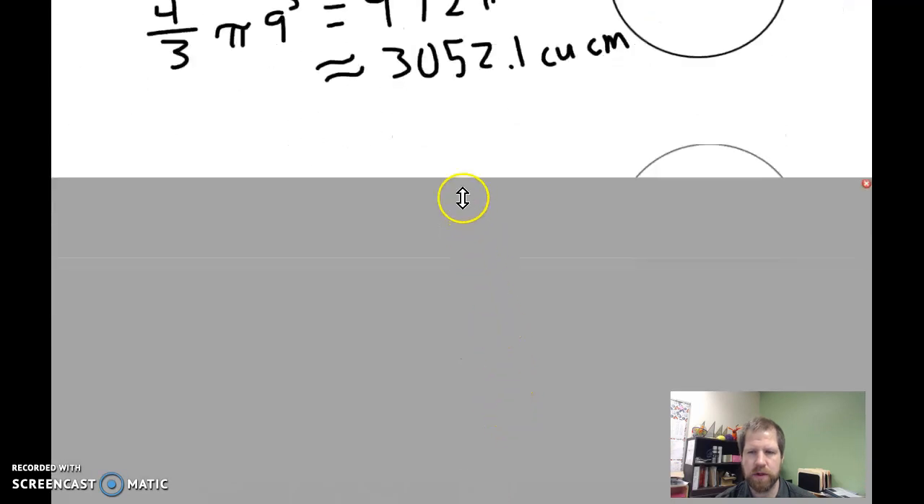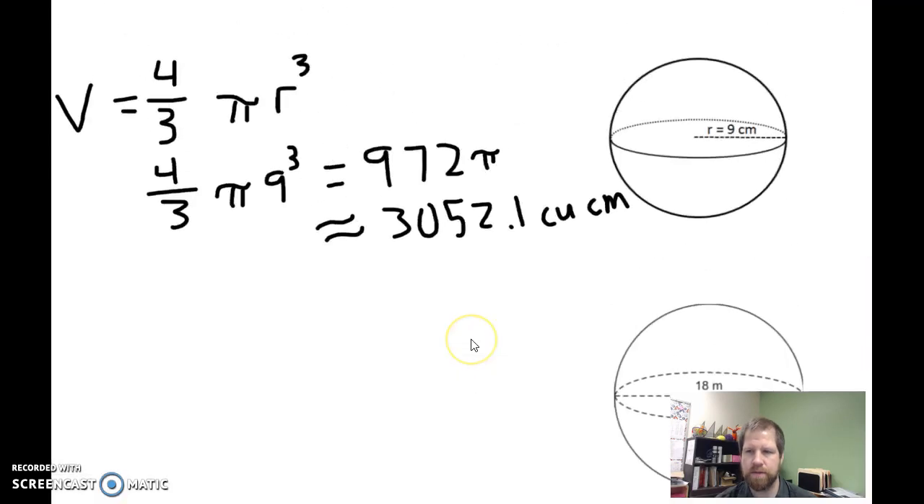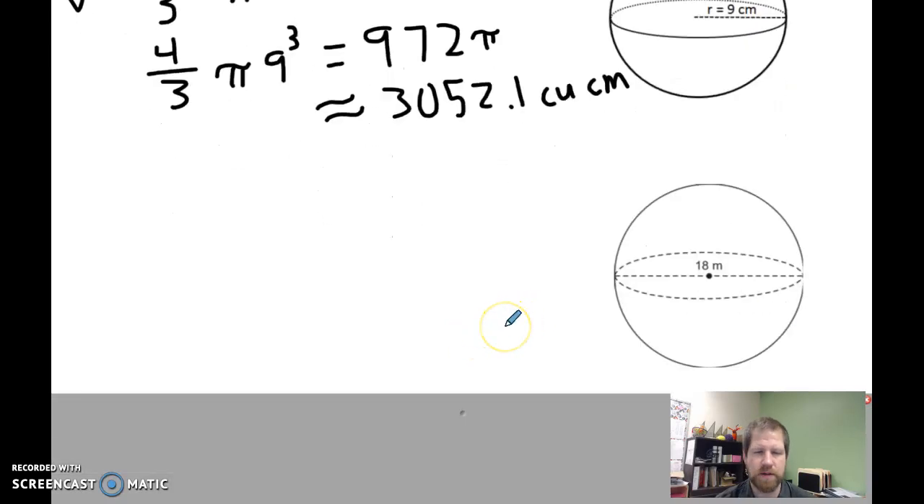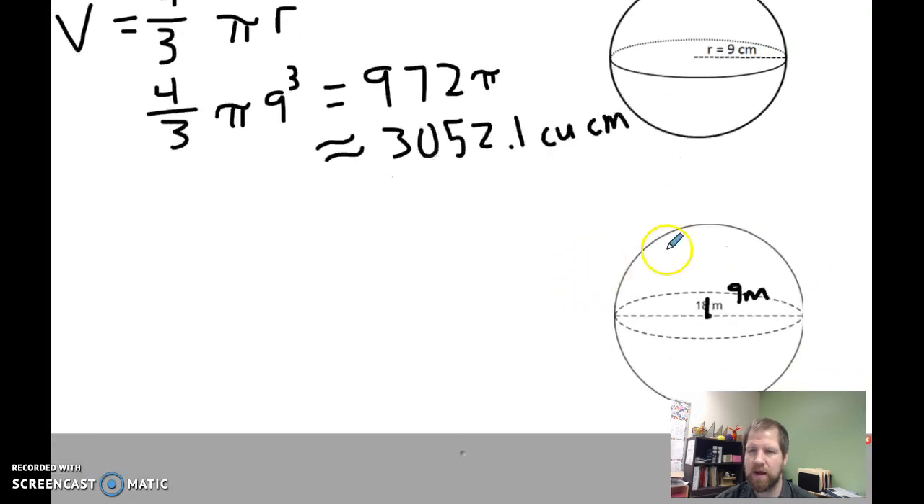Alright, let's do another. This one's going to be pretty easy. So, my diameter is 18 meters. If my diameter is 18 meters, then I'm going to have a radius of 9 meters. Since that happens to be the same in this case, I'm going to change that. So that we have different numbers, let's say this is 11. 11 meters is our radius. We'll just scratch out that 18.